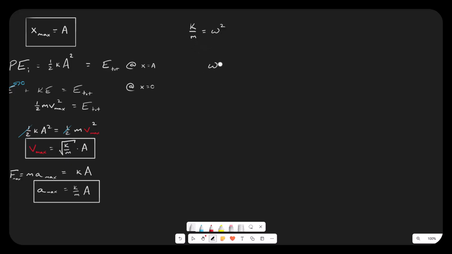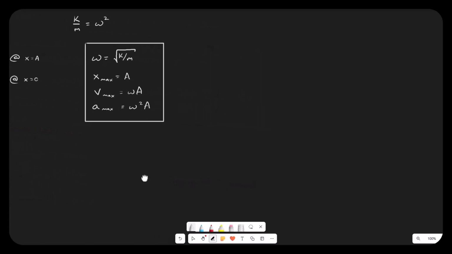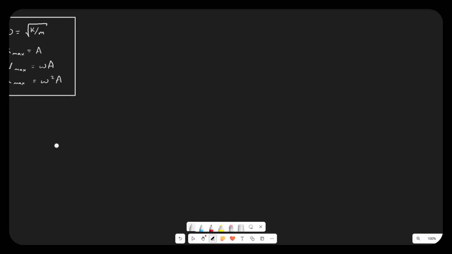I can say my natural frequency omega is the square root of k over m. My x max is A. My v max is omega A. And my a max is omega squared A. It's an easy set of equations to work with. I can do just a little bit more because sometimes I don't know the spring constant and the mass.